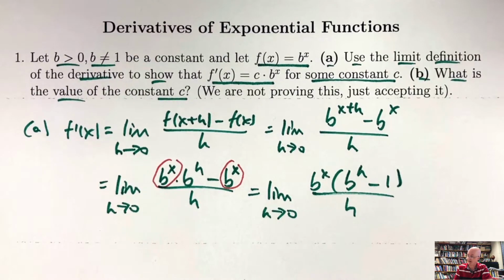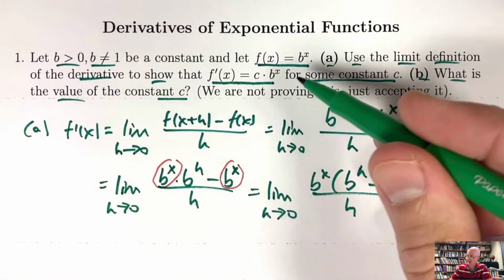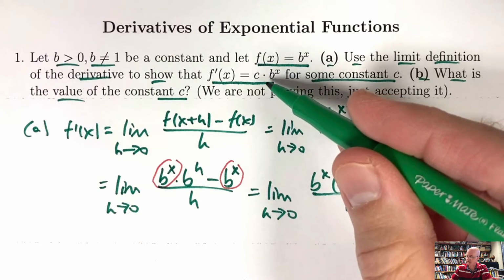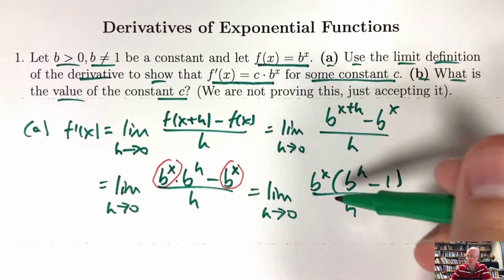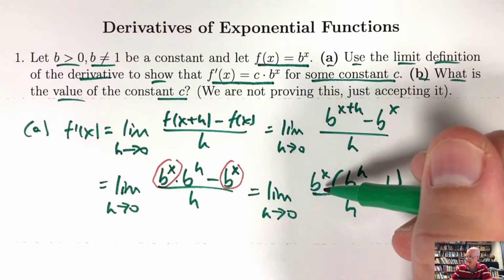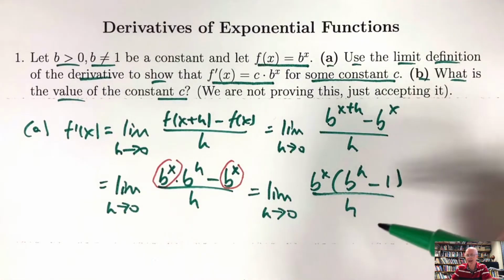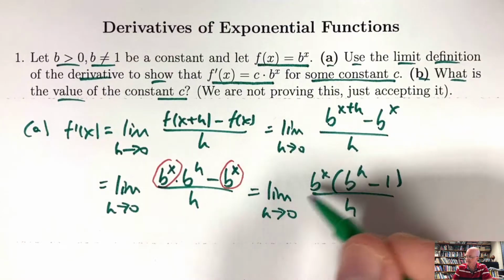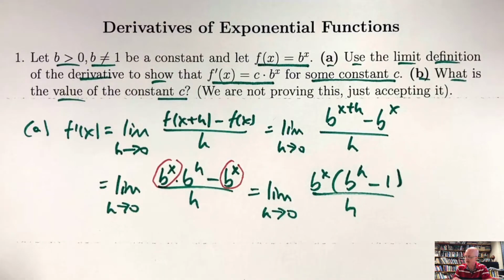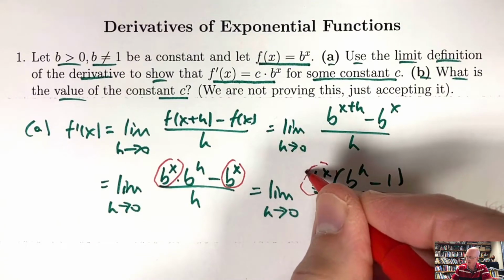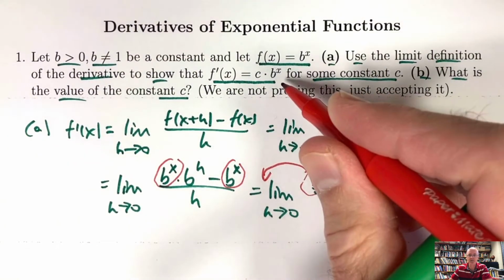What should we do now? Remember where you're trying to get. You're trying to prove ultimately that f prime is some constant c times b to the x. I do see a b to the x there by itself. And when you compute this limit, you treat x as if it's constant and treat h as the variable. With respect to this limit, that's a constant right there. We can use a property of limits that says constants can be factored out in front, and that would provide the b to the x.